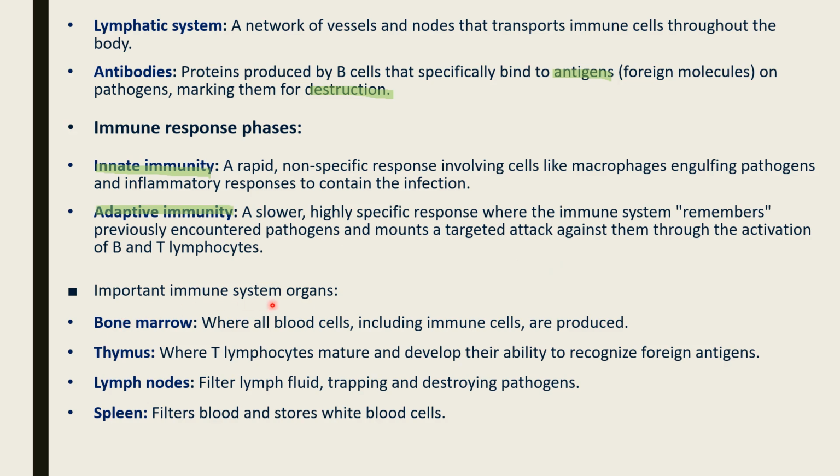Important immune system organs: bone marrow, thymus, lymph nodes, and spleen. We will discuss them each in detail.